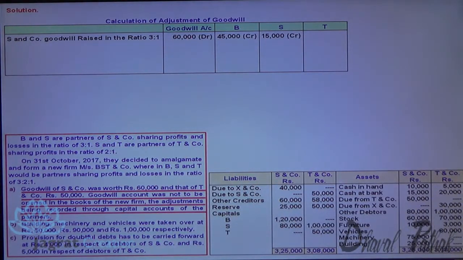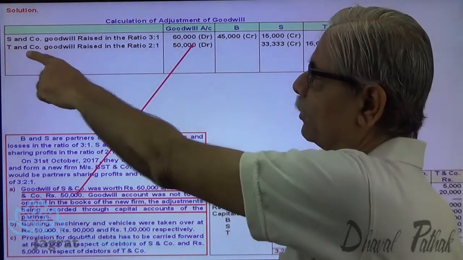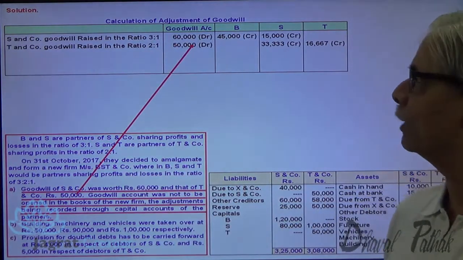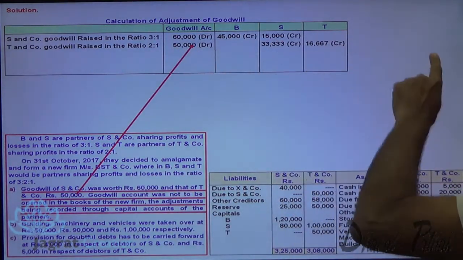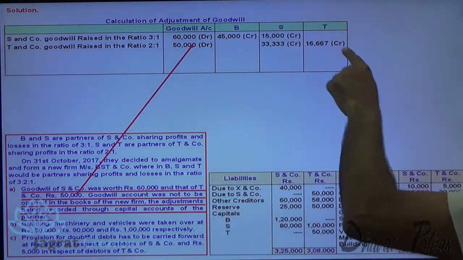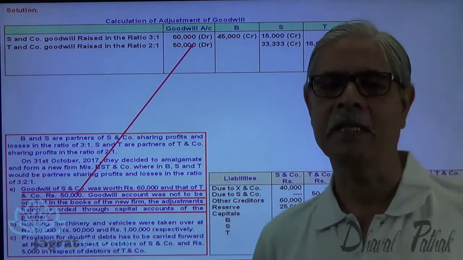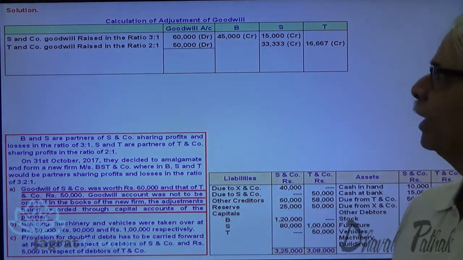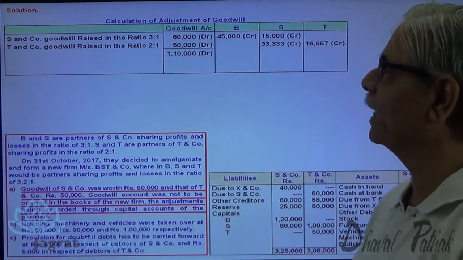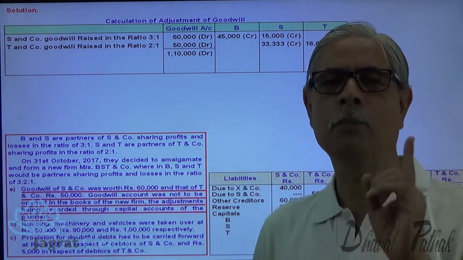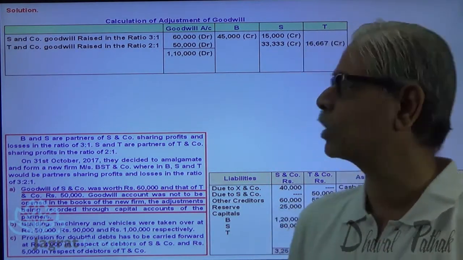Now similarly, goodwill of T and N company, 50,000, is also raised. T and N company goodwill raised in the ratio of 2:1, because their profit sharing ratio is 2:1. So 50,000 distributed in the ratio of 2:1, 33,333 and 16,667 credited to the capital accounts. Now after raising goodwill notionally, the total goodwill is how much? 1,10,000. This 1,10,000 goodwill will be written off in the books of new firm. That is the notional entry.